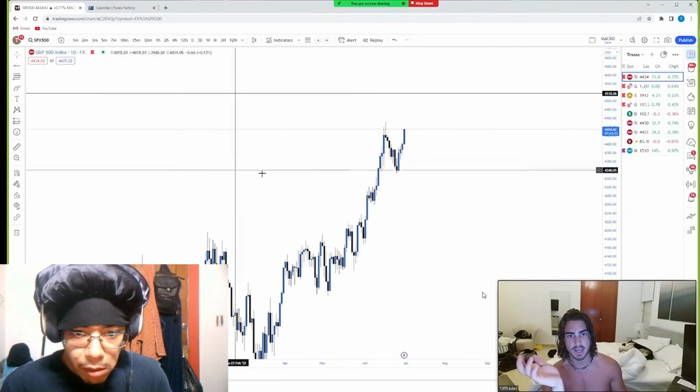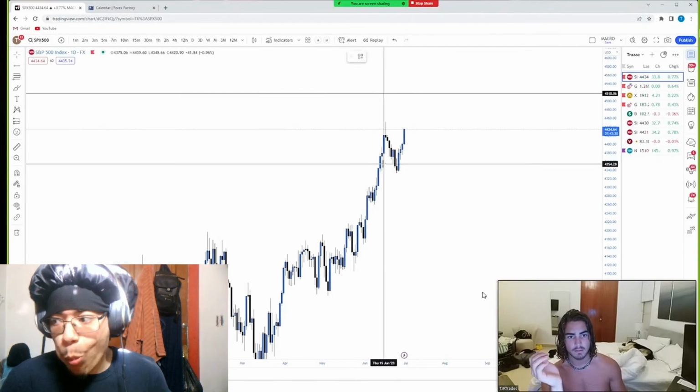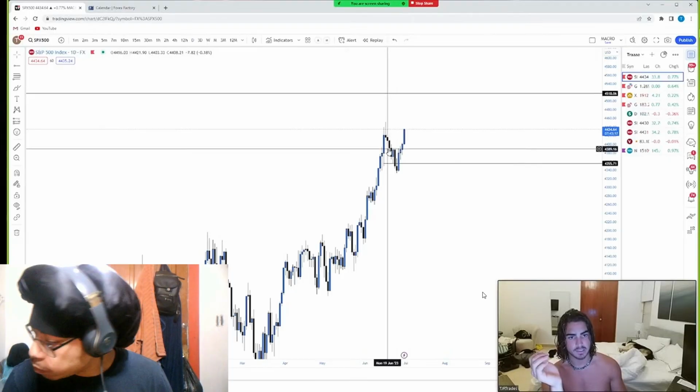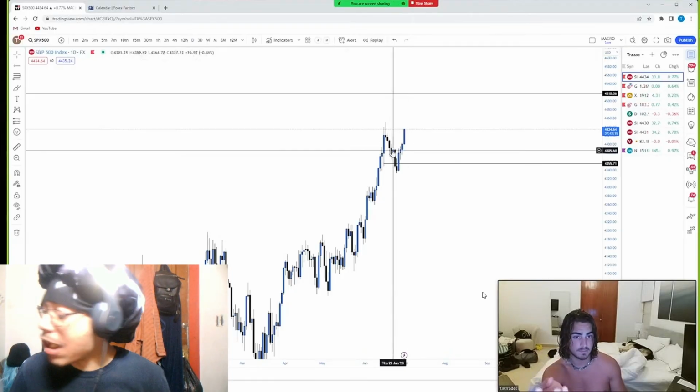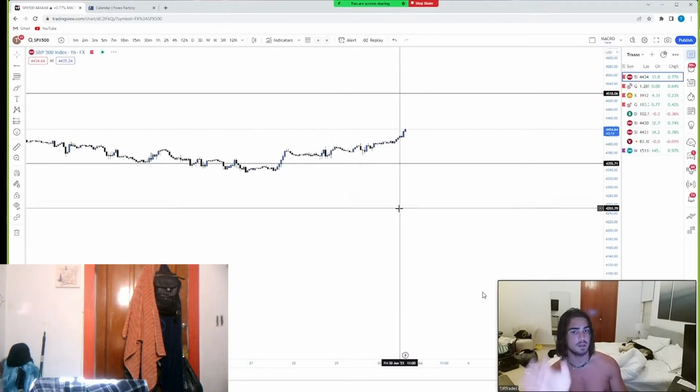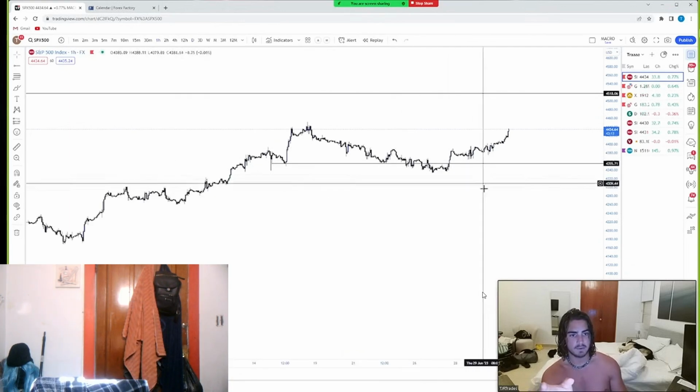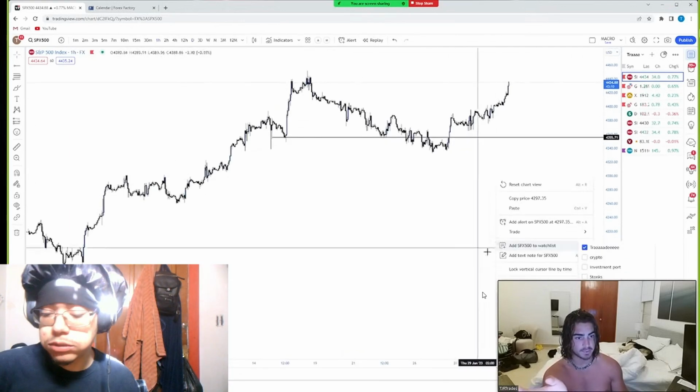We broke structure to the downside right here, and this is why I took shorts yesterday, because we swept daily liquidity up here. Although we'll get into this later, we didn't have confirmation on lower time frames, and that's where I messed up.